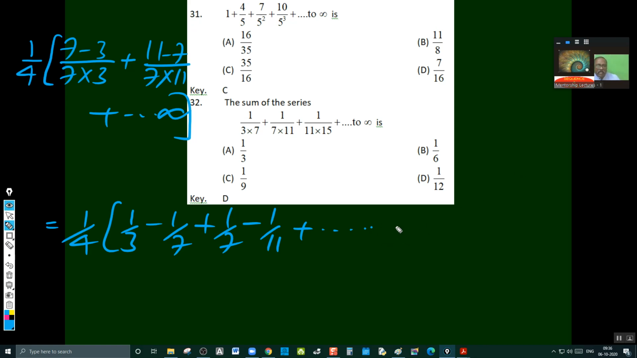If you write the nth term for this, what is the nth term for that one? He has given up to infinity. If you write the nth term for this one, numerator remains the same. For this one, I am writing Tn. Numerator remains the same, and the denominator a plus n minus 1 into d. That is 3 plus n minus 1 into 4.